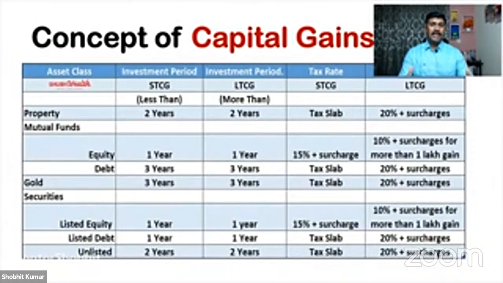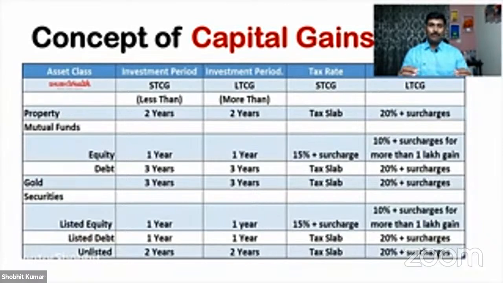Then talking about debt, suppose your client has invested in a debt mutual fund. In case the customer withdraws his investment before 3 years of investment, that is 1095 days, then the investment will qualify as short-term capital gain. And in case your customer invests for more than 3 years in debt schemes, then all the gains he is making will be qualified as long-term capital gain.